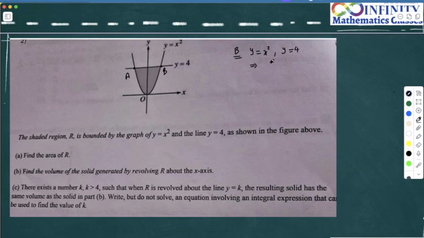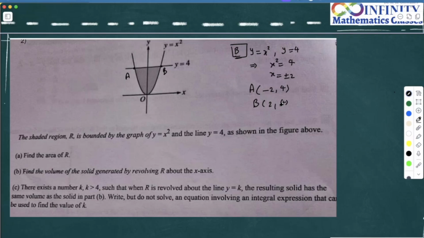If you equate them, x squared is going to be 4. The value of x is going to be plus minus 2. Because B is in the first quadrant, it can have positive values only. If I ask you the coordinate of A, because it is in the second quadrant, x is going to be negative. I'm expecting negative 2, 4, and the coordinate of B is going to be 2, 4. Any doubt there? No doubt.